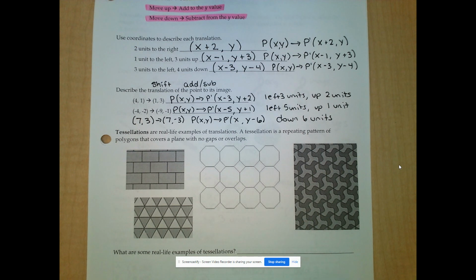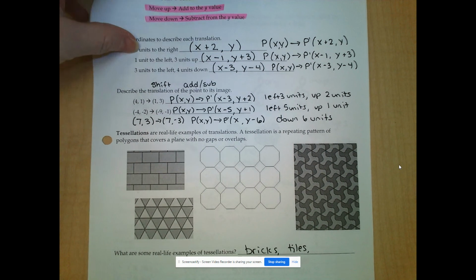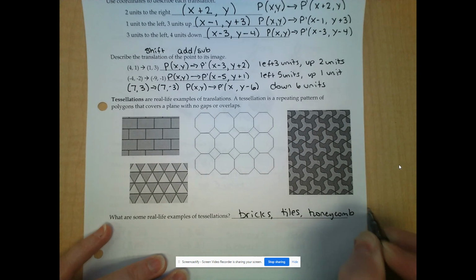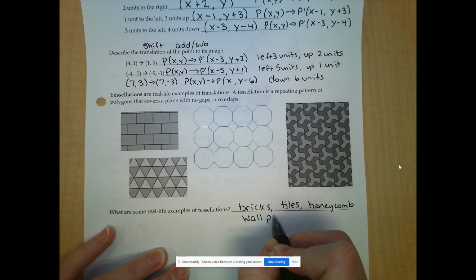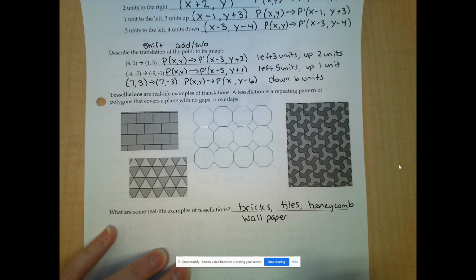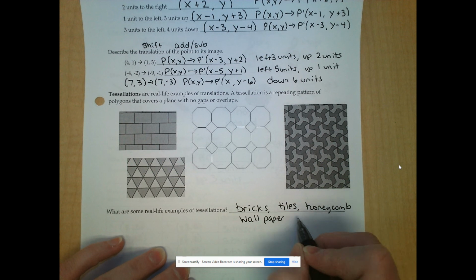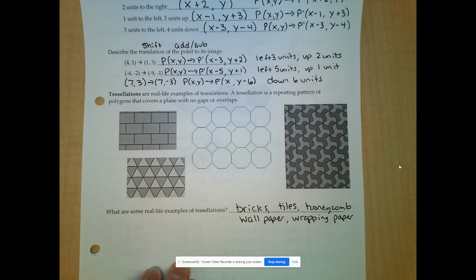So what are some real life examples of tessellations? Bricks, tiles, like shower tiles, floor tiles, backsplash tiles. Another one that you would probably recognize would be honeycomb. If you've ever seen honeycomb that bees create, sometimes you see it on things like wallpaper. You might see it on a border, like at the top around the edge. If you have a house that was maybe 80s, you'd see that a lot. Also, you see tessellations a lot in like wrapping paper, and there's lots of others. Hopefully, somebody can give me some I missed.